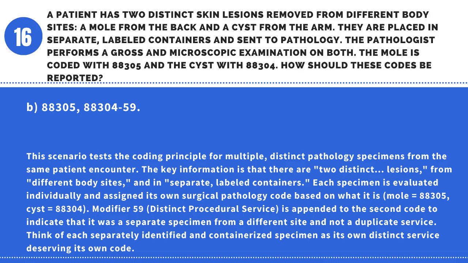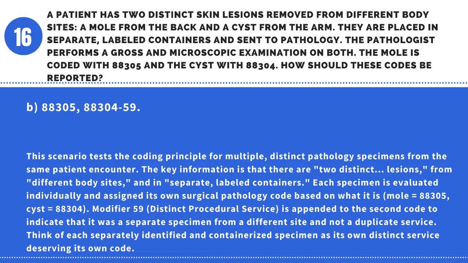88304-59. This scenario tests the coding principle for multiple, distinct pathology specimens from the same patient encounter. The key information is that there are two distinct lesions from different body sites and in separate, labeled containers. Each specimen is evaluated individually and assigned its own surgical pathology code based on what it is.